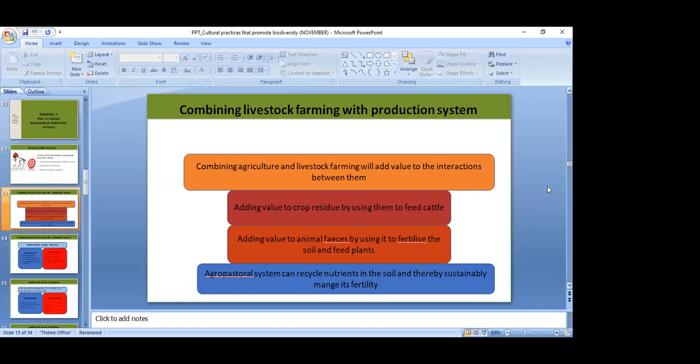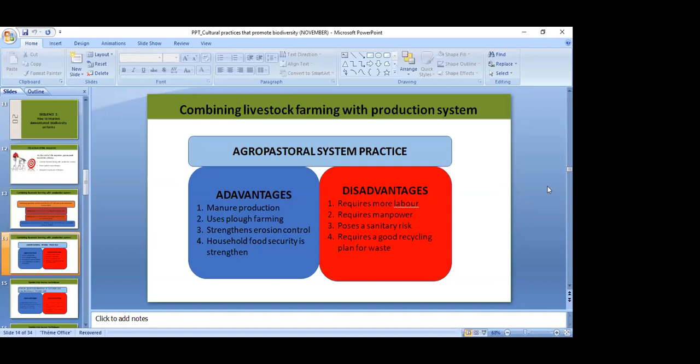So to the next one now, we have agropastoral system practices. There is nothing that has advantage that does not have disadvantage. Number one advantage of agropastoral system is that manure is produced. You use plow system. Yes, that is the way it is. We have to apply them. It's plowing system. It's plow farming.